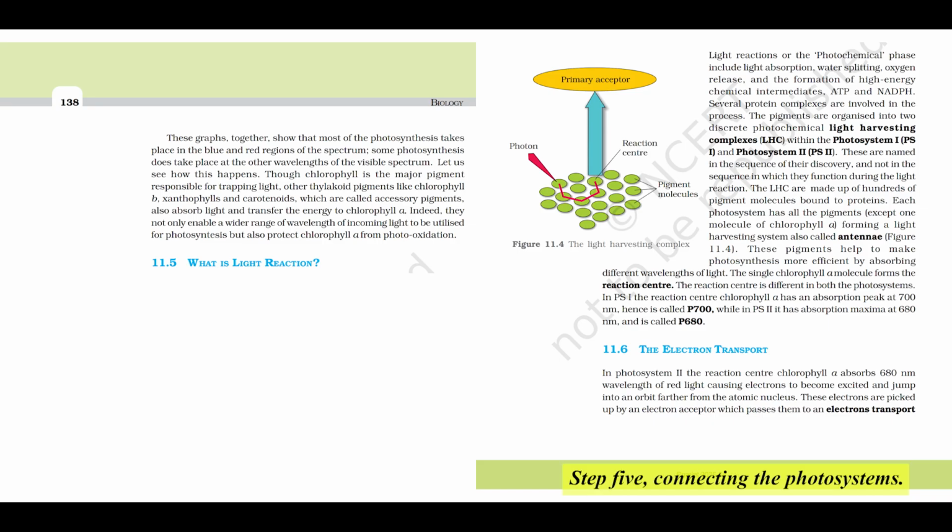Step 5, connecting the photosystems. Here's the crucial link. The electrons that came downhill from the PS2 electron transport system don't just disappear, they are passed on to the P700 reaction center in PSI. This replaces the electrons that P700 lost when it got excited. So the electron flow from PS2 essentially fills the hole left in PSI.